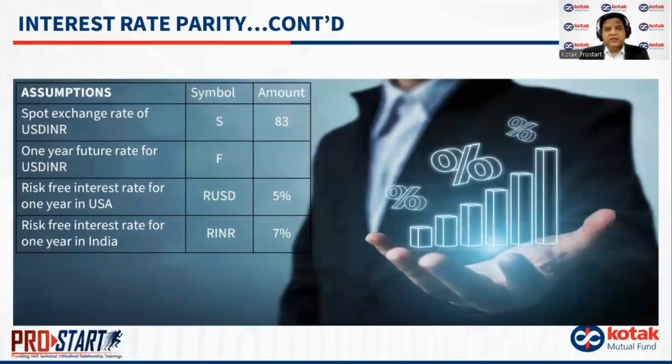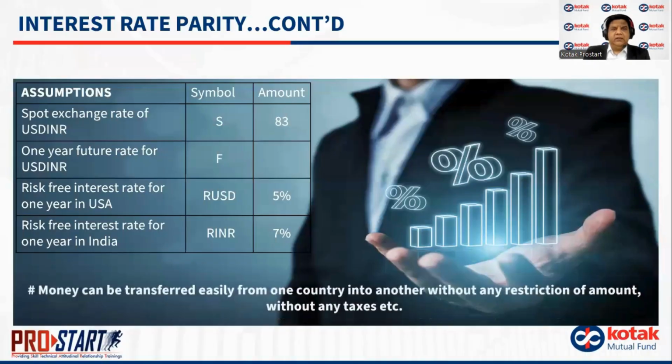So let's understand this again with an example. Let's assume that the spot exchange rate for USD INR is denoted by S and the amount is 83 rupees. The futures contract is denoted by F. I don't know the price right now. The risk-free rates in the US and in India are 5% and 7% respectively, denoted by R-USD and R-INR. Also, there's an assumption that money can be moved from one country to another. There is no restriction on amount and there are no taxes.